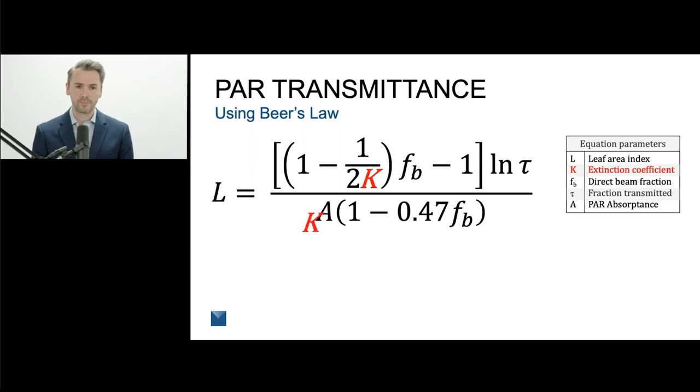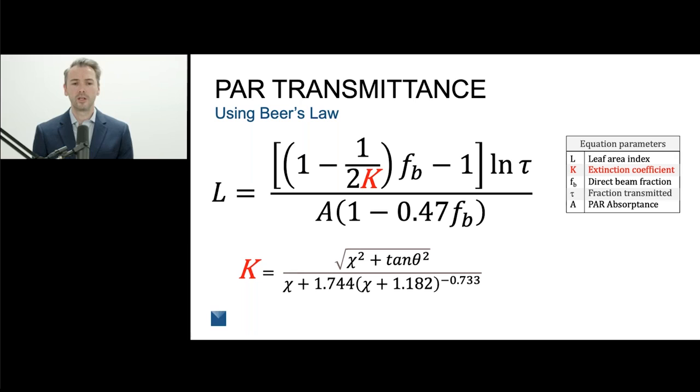So I want to tease apart this extinction coefficient variable. Not that I expect anybody to remember these equations exactly, but at least to understand that there are some variables in these models that we make assumptions about.